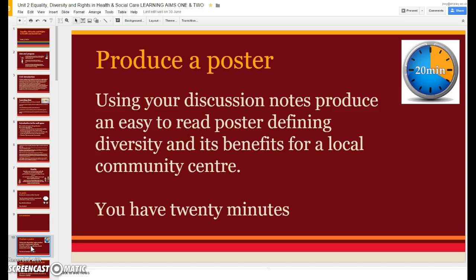We will also be doing in class a poster about our discussion on diversity. Just so that you're prepared for class, could you please open up in Google Drive Docs a brand new presentation slide or a Google Doc itself, and can you name it Poster on Diversity Discussion, and then it's ready to go when we get to class.